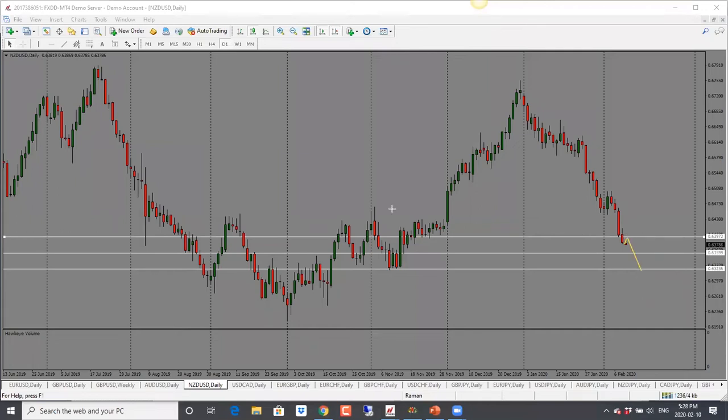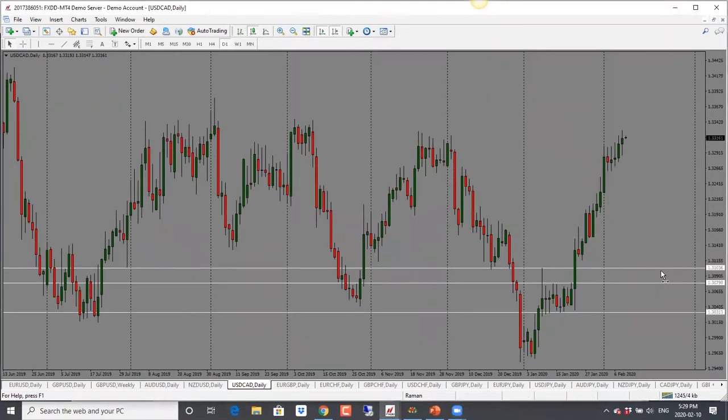And again, this is being impacted by the issues with coronavirus and the impact on the Chinese economy. So if the Chinese economy is not doing so well, New Zealand dollar doesn't do as well because that has a negative impact on New Zealand as well. So bias is bearish for New Zealand dollar here.